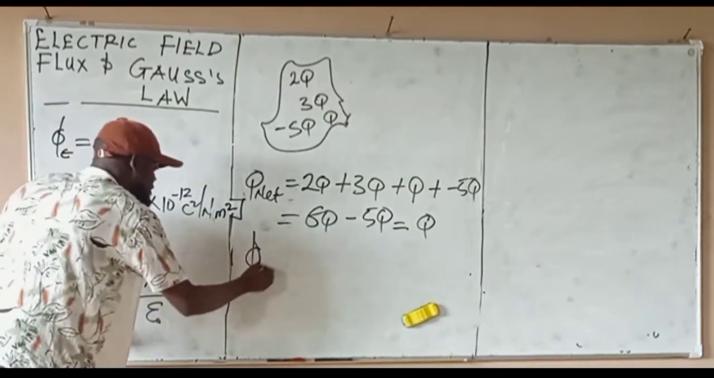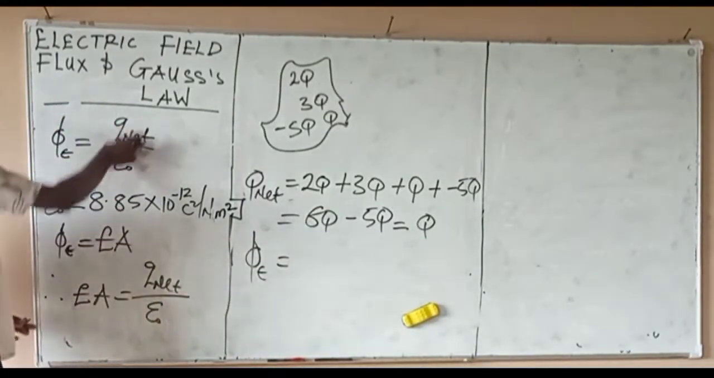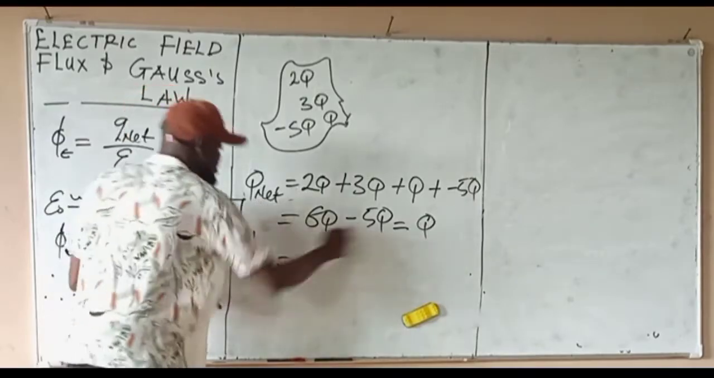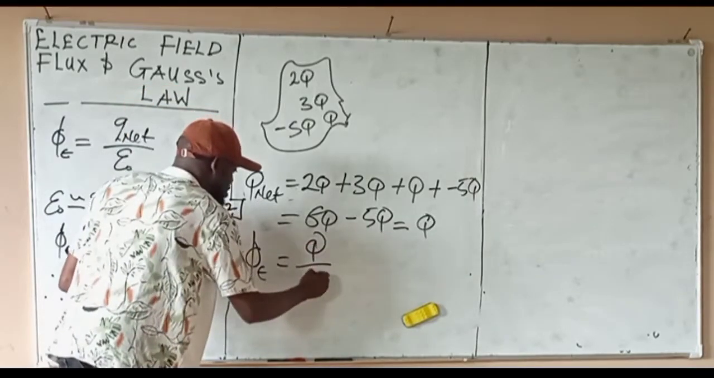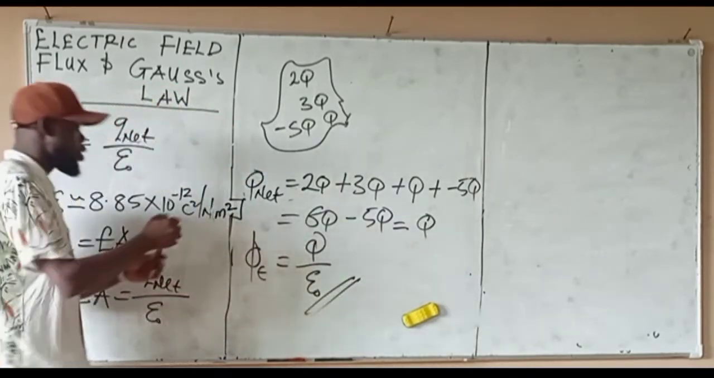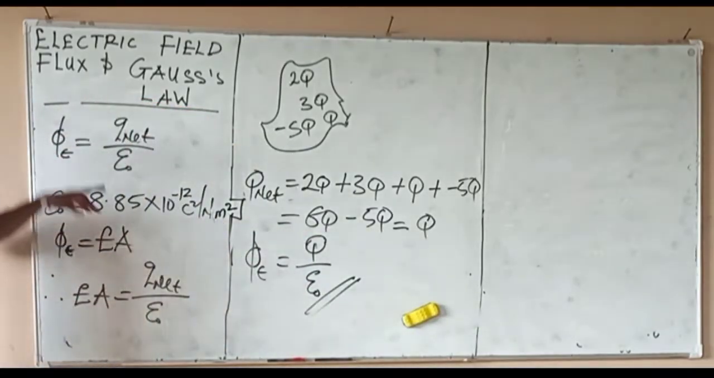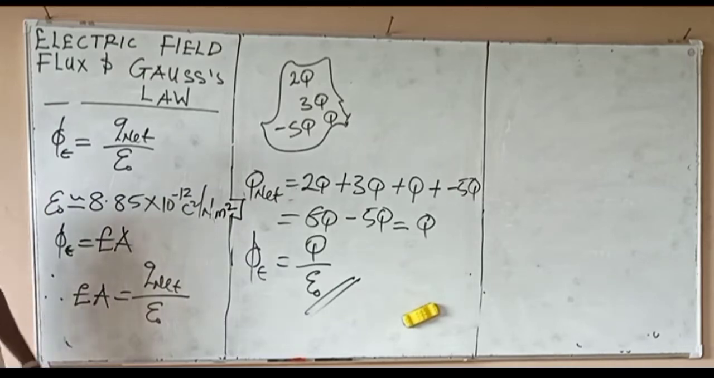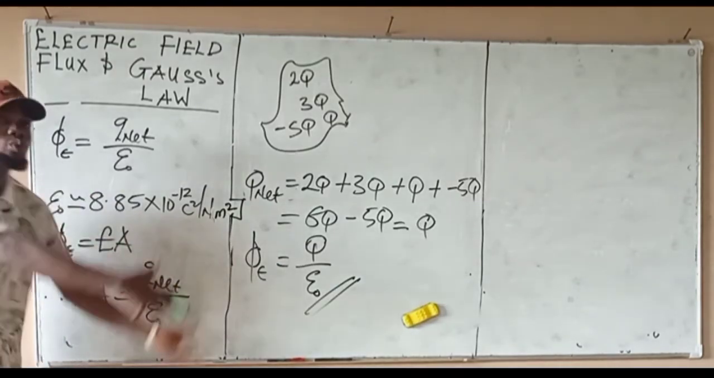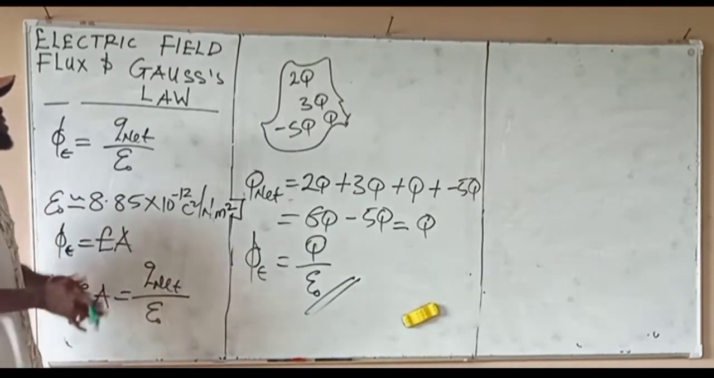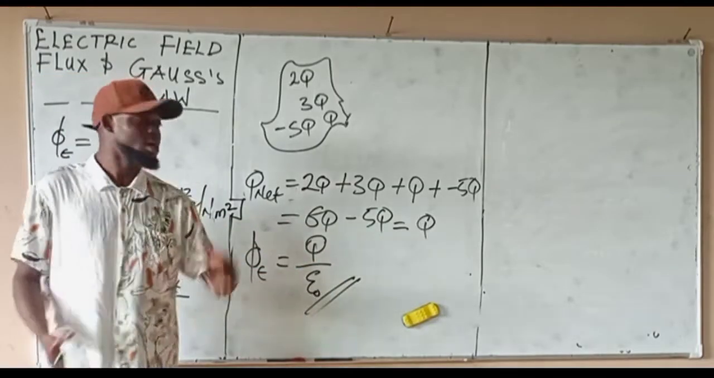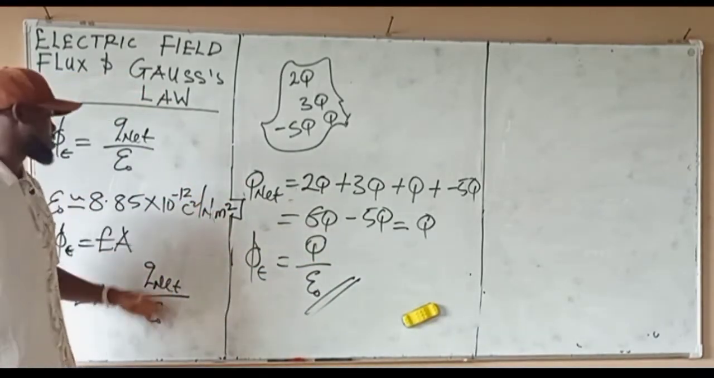So the flux leaving the surface will be Q net over epsilon naught, which is Q over epsilon naught. That will be the answer. Now, why won't I use the value of epsilon naught here? Because the value of the charge is not known, but the charge is given in terms of Q. In terms of Q, Q may be maybe 9 microcoulomb and so on. That's how we give this charge.